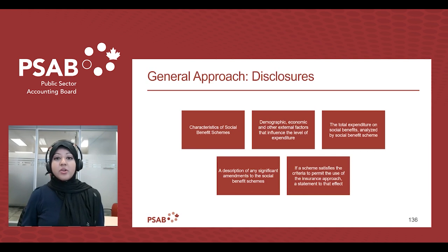Some of these requirements are listed on the slide and include characteristics of social benefits, demographics, economic and other external factors that influence the level of expenditure, the total expenditure related to social benefit schemes, and a description of any significant amendments to the social benefit schemes, amongst other requirements.